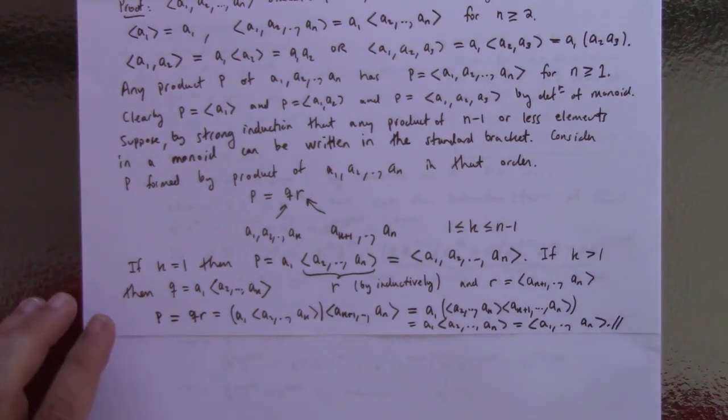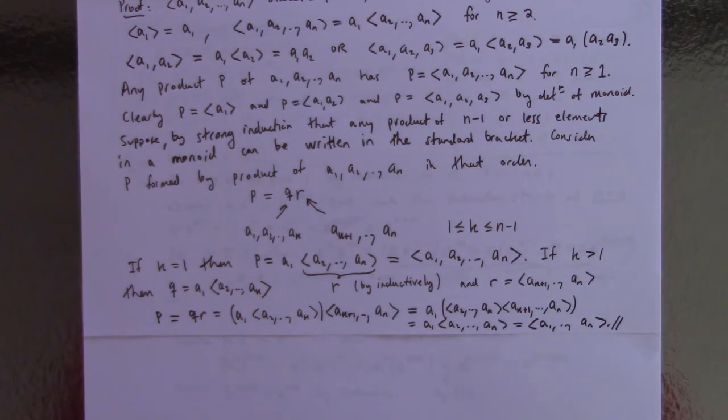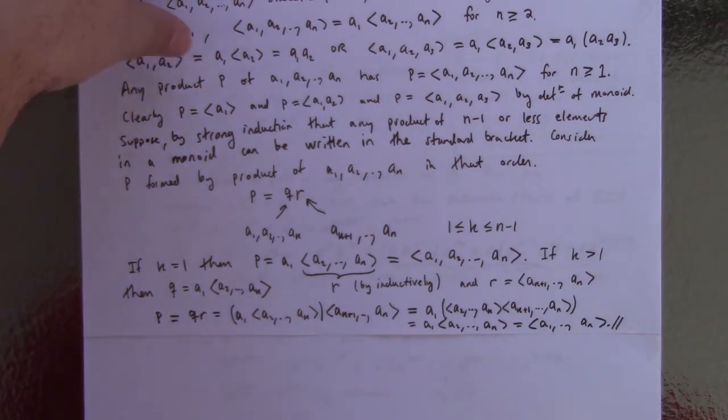Whew. Well, it took us a few minutes, but it was worth it, because now, whenever we're working in a monoid, we can be rest assured that we don't need to put in parentheses, right? We can just talk about the product of a1 through an without ambiguity. And that is a good thing.